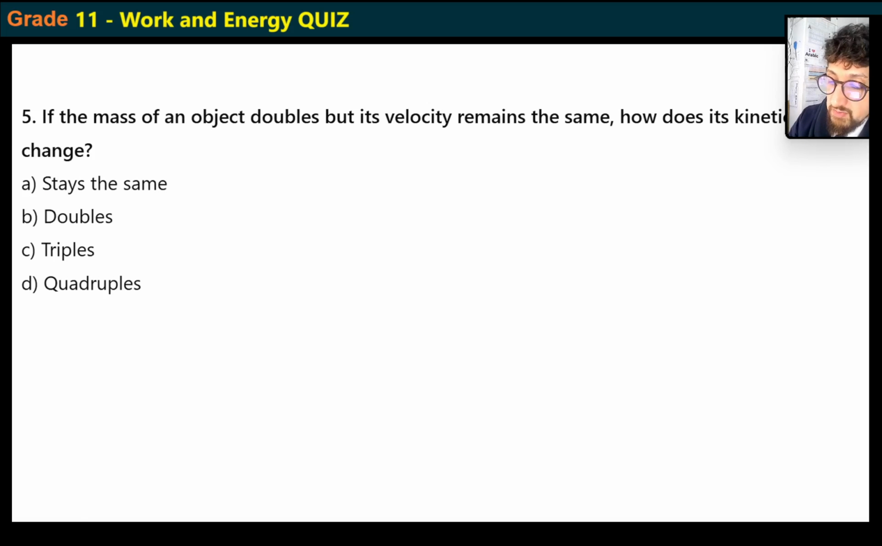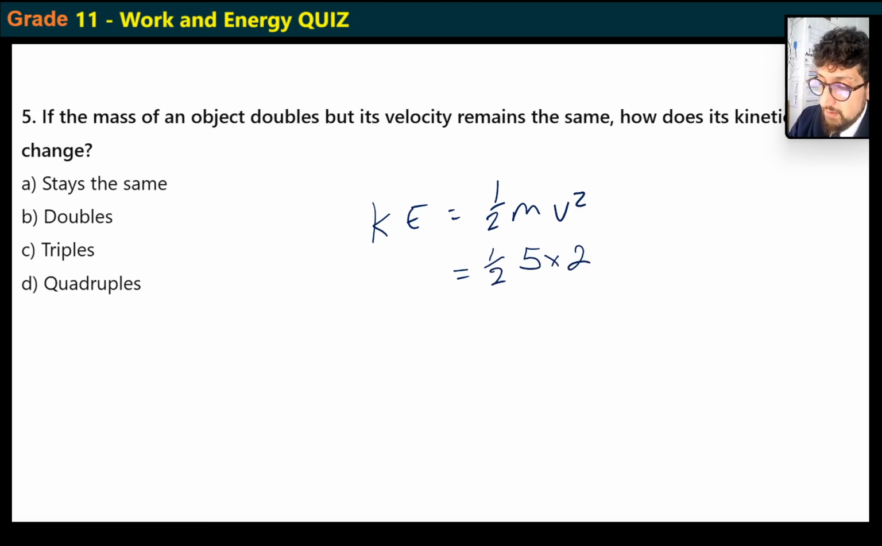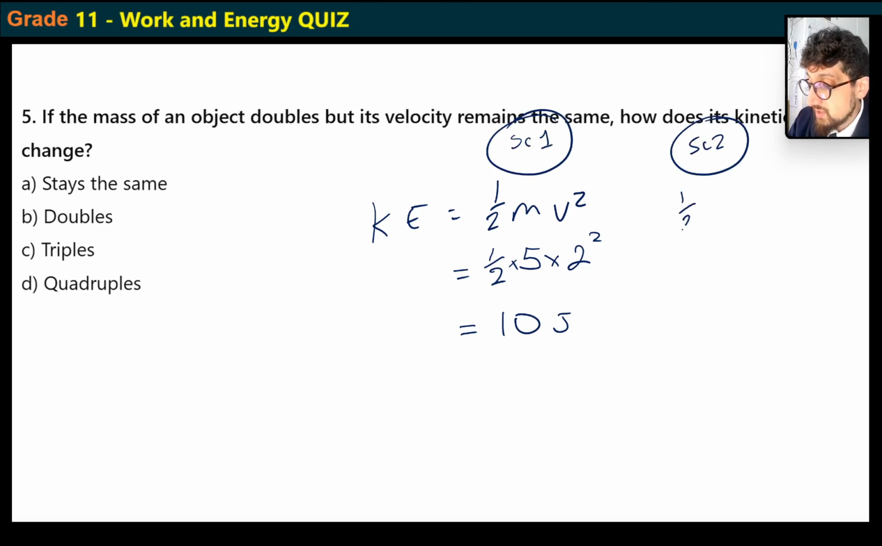It's going to double. Now, the reason for that is because kinetic energy is equal to half mv squared. If we keep the velocity the same, let's say, for example, we take mass as 5 and we take velocity as 2, squared. Now, we said the velocity remains the same. What happens to the kinetic energy if the mass doubles? So half times 5 is 2.5 multiplied by 4, and that's going to be 10 joules. That's scenario 1. Let's see what's going to happen in scenario 2. Half mv squared is equal to half times, this time, double the mass, so half times 10 multiplied by 2 squared. That's going to be 5 multiplied by 4, and as you can see, it's 20 joules, so it doubles.